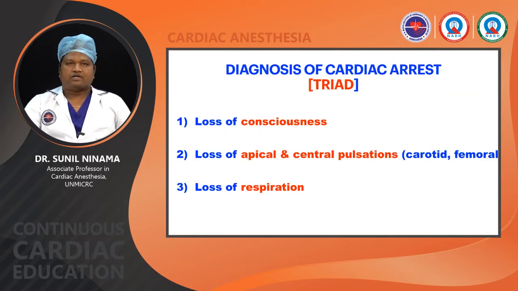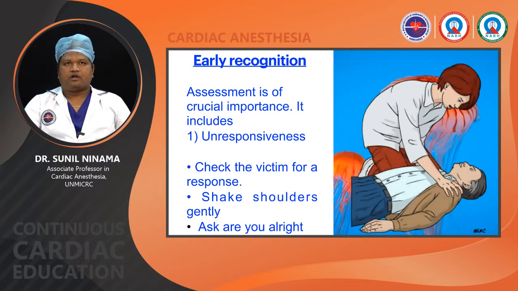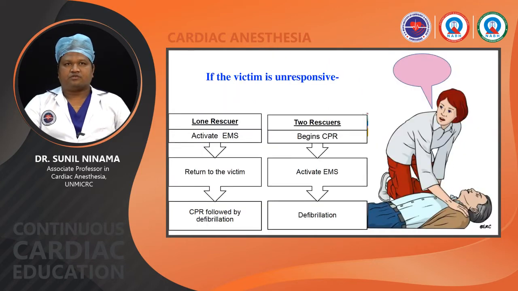How can you diagnose a cardiac arrest patient? By using the triad of loss of consciousness, loss of apical and central pulsations like carotid and femoral, and loss of respirations. Loss of consciousness is for early recognition. How can you recognize early whether the patient has arrested? For that you have to check for unresponsiveness of the patient. Check the victim for response, shake the shoulder, ask are you alright or not. If the victim is unresponsive, then there are two cases: lone rescuer and two rescuers.